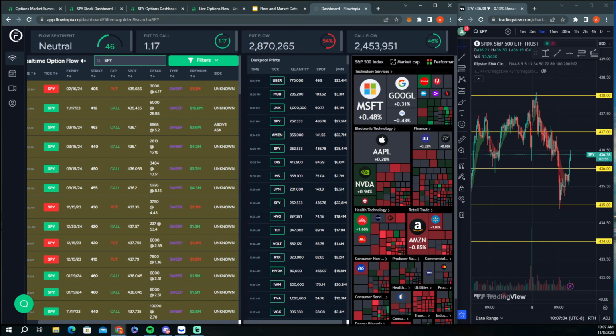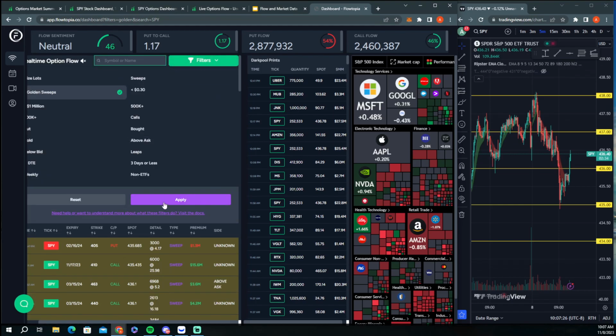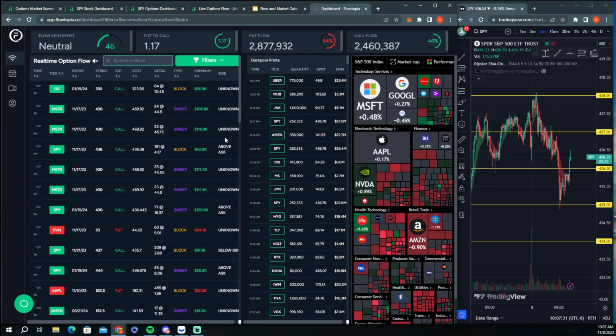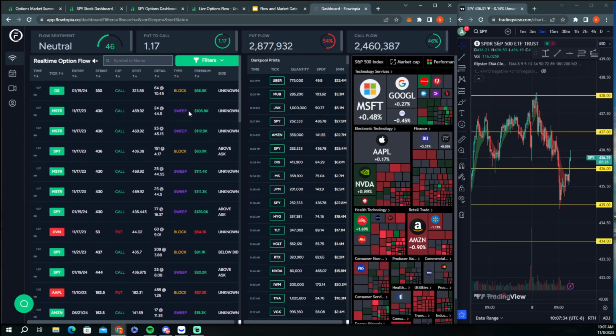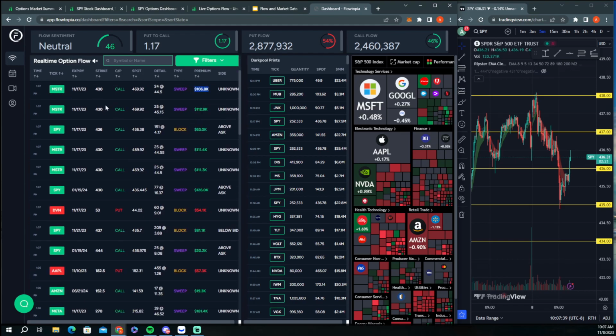What are golden sweeps? Golden sweeps are basically the same thing as a sweep, it's just a ton of money flown into that. Over $1 million is what a golden sweep is. A sweep is an order across multiple exchanges, and that can be under $1 million. So it's just multiple orders is all it is. Let me reset this and see if I can find an example. So you can see here, this is just a regular sweep. It's $100,000 is all it is, MSTR.